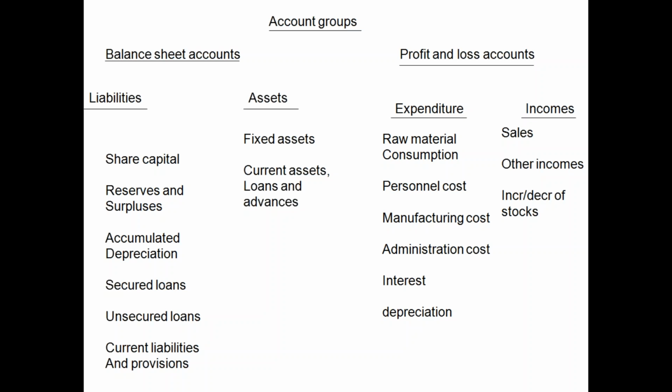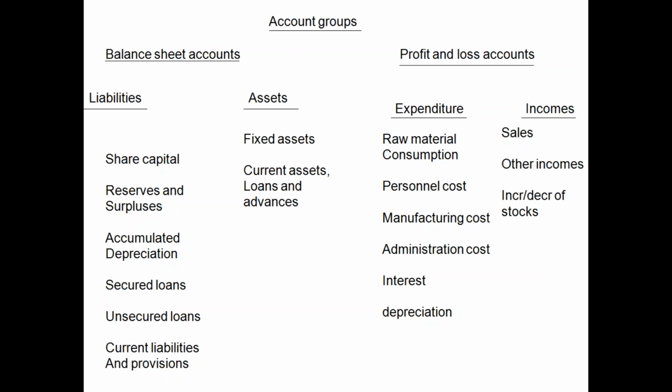Now, for example, I need to create 4 accounts under share capital, 5 accounts under depreciation, and 10 accounts under secured loan. Since I have maintained the account group, the system will take the default setting.